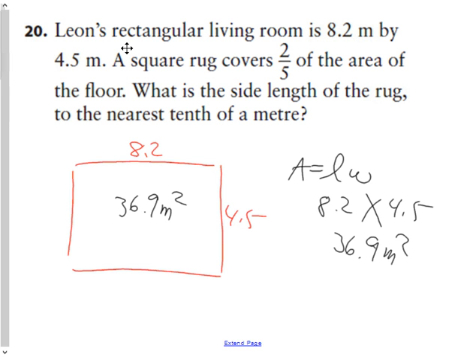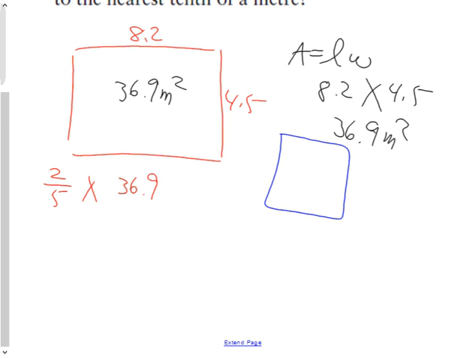And it says a square rug, which let's make a blue rug. A square blue rug covers 2/5 of this area. So when I bring this in, it will cover 2/5 of the room. So I want to know how big of an area would cover 2/5 of the room. So if I think about 2/5 of the area of the room, which is 36.9, and we know that of means multiplication, I want to figure out what is 2/5 of 36.9.